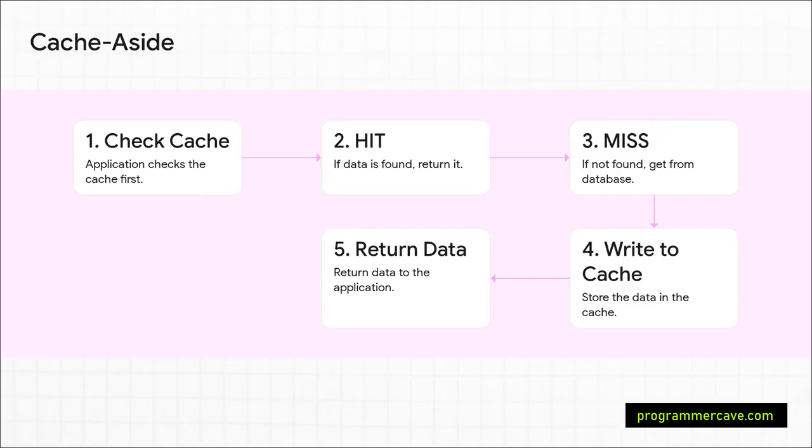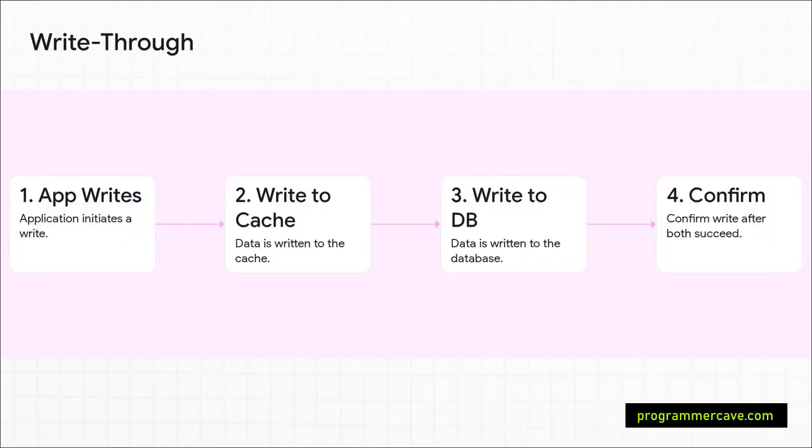We call this lazy loading because we only bother putting data into the cache when it's actually asked for. Now, what if you need absolute ironclad consistency? For that, we have the write-through strategy. When your app needs to write new data, it writes it to the cache and the database at the same time. And here's the key part. The whole operation isn't considered a success until both writes have been confirmed. This guarantees your cache will never be out of date. The trade-off? Well, every single write is now slower because you're always doing two things instead of just one.